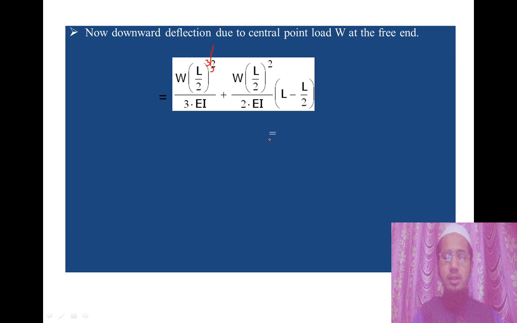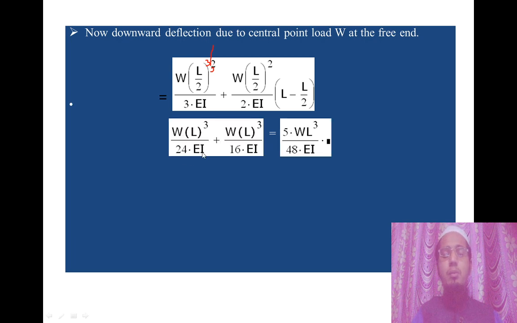Now by solving this, we will get WL cube by 24EI plus WL cube by 16EI, or by simplifying, the downward deflection due to the central point load at the free end will be equal to 5WL cube divided by 48EI. Got it? How did 5 WL cube by 48 EI come?